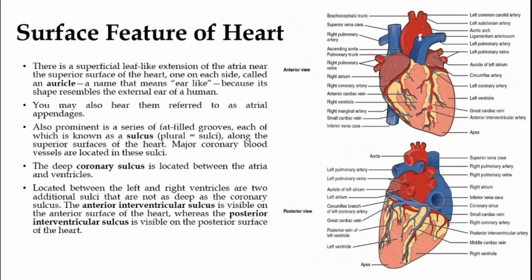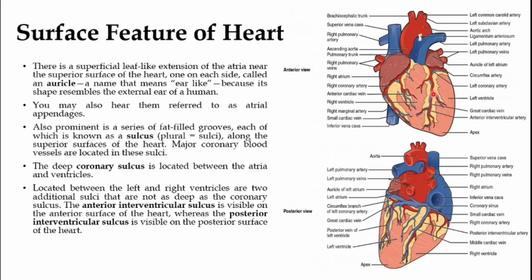So the interventricular sulcus is the sulcus present between the right ventricle and the left ventricle, and the grooves present between the atria and the ventricle are deeper and are known as the coronary sulcus. So by these names you should know the locations of these grooves.